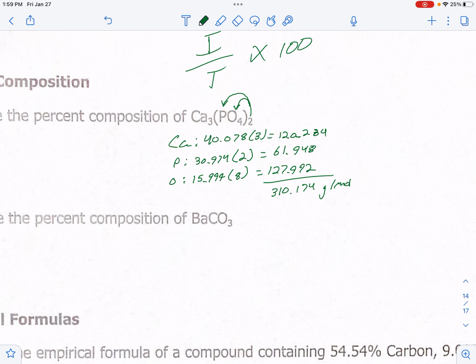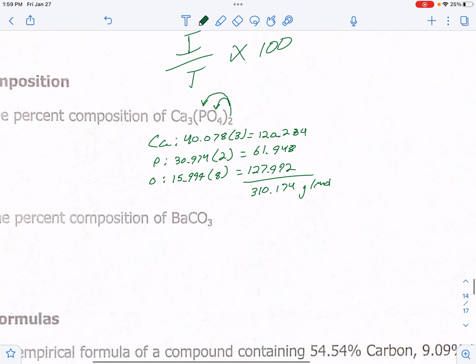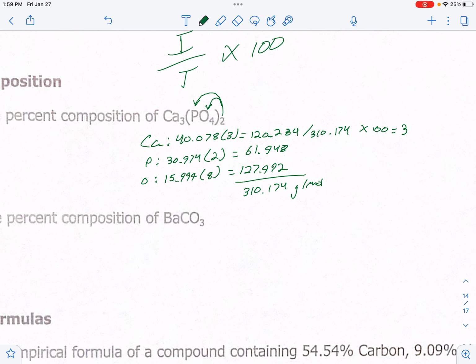Okay, now I know my individuals, and I know my total. So I'm going to divide each of my individuals by my total and multiply by 100. I'm going to take this, divided by 310.174, times 100. That comes out to be 38.76%. Do the same thing here. Divide by my total times 100. That comes out to be 19.97%. Do the same thing here, last one, divide by 310.174 times 100. And that gives me 41.26%.